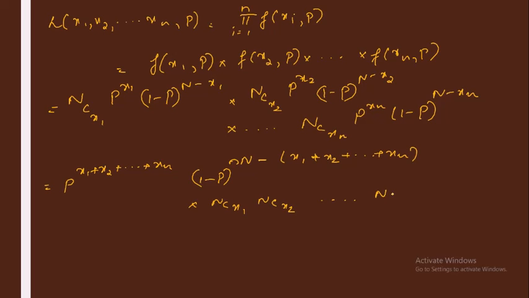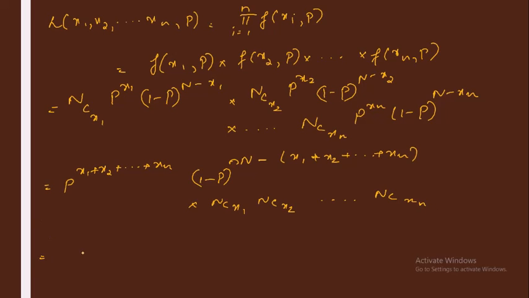Yes, you have to combine certain things. So let's see, first I'm starting with p raised to, since it is much easier. p raised to x1 plus x2 plus etc. xn, multiplied by 1 minus p raised to, what about this? There are n, small n, capital N's, right? So N minus x1 plus x2 plus etc. plus xn, and then you have multiplied by nCx1, nCx2, etc. nCxn.